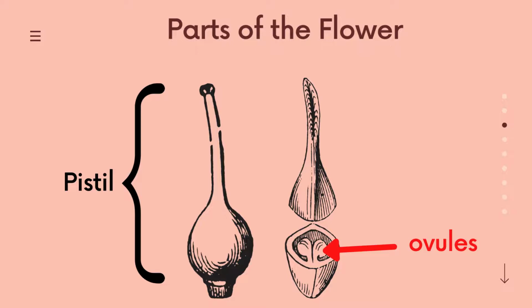If we should look inside the ovary, this is what we would see, the ovules. The ovule is the part of the flower that develops into a seed when it is fertilized. One or more ovules are enclosed by the ovary, which develops into a full fruit.